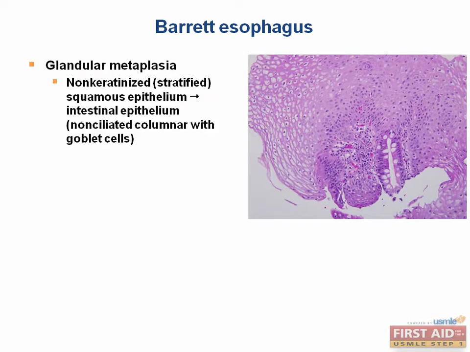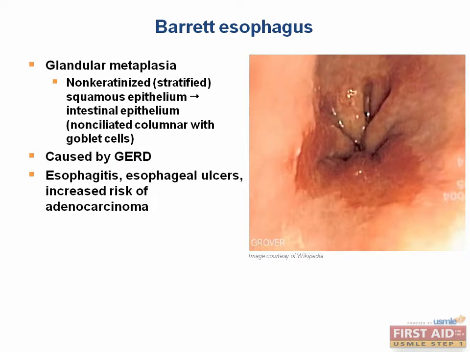In Barrett esophagus, the non-keratinized stratified squamous epithelium of the esophagus is exposed to acid due to GERD, and it undergoes metaplasia into intestinal epithelium with non-ciliated columnar cells with goblet cells in order to defend itself from the chronic acid load, which you can see here. This is associated with esophagitis and ulcers and an increased risk of esophageal adenocarcinoma. Here again you can see this border differential between the normal epithelium and the exposed epithelium, which has undergone metaplasia.